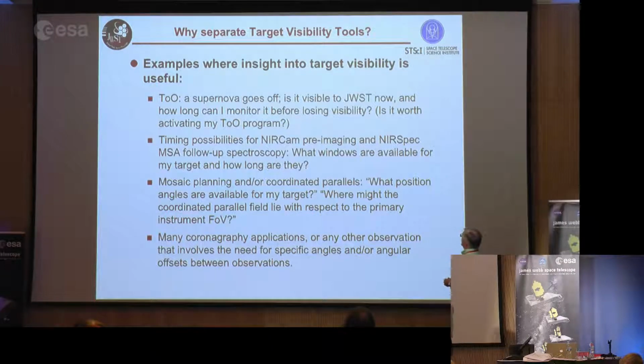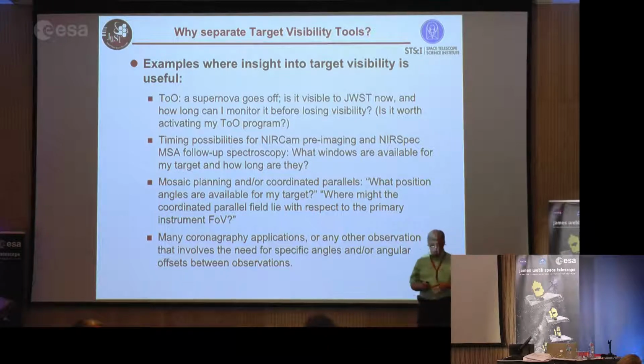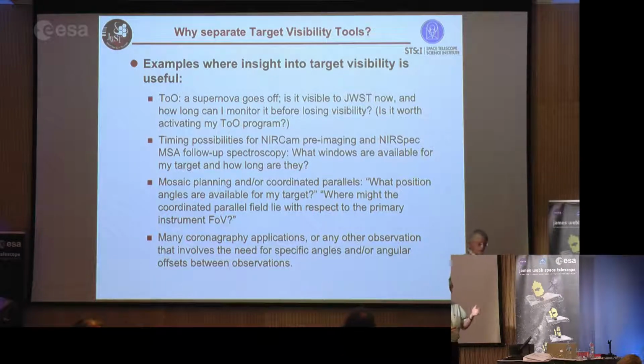Okay? So where might this be useful? Well, let's say you've got a supernova program, and you've been accepted, and the target of opportunity trigger goes off, or you have a supernova. You want to check out, first of all, is it visible to JWST at all right now? And second of all, maybe I want to monitor that since it's a phenomenon that's changing with time. So how long can I see it before JWST loses visibility on a target like that? That would be one case.